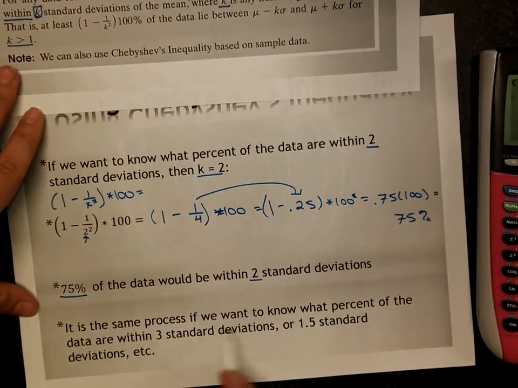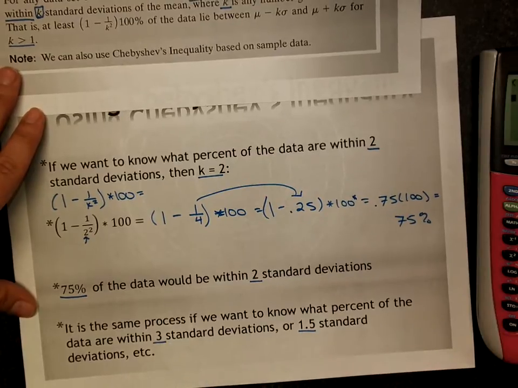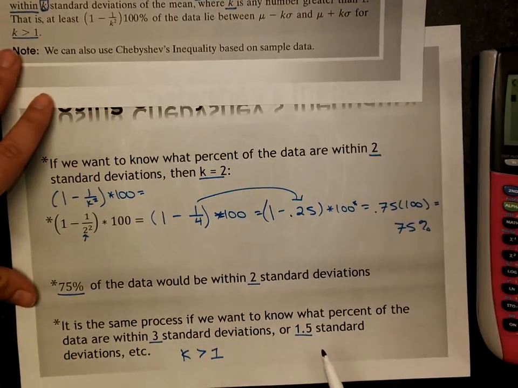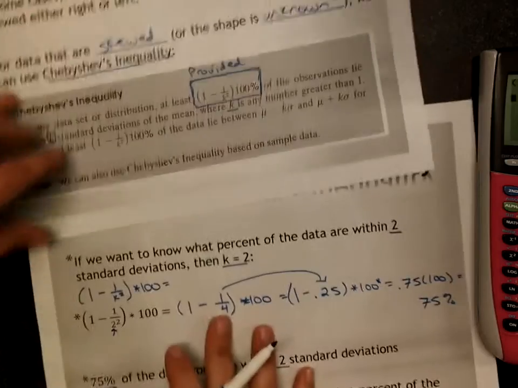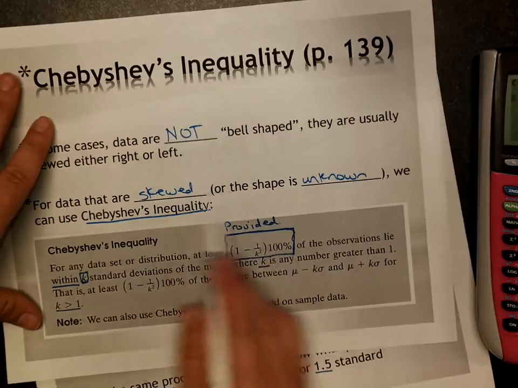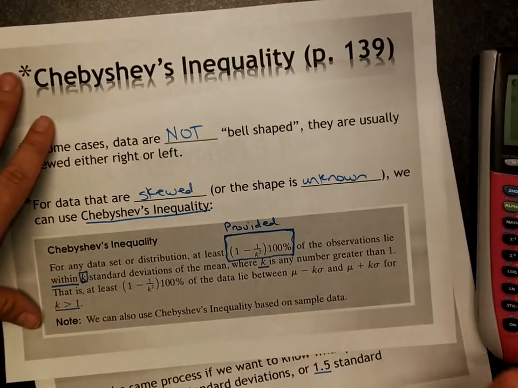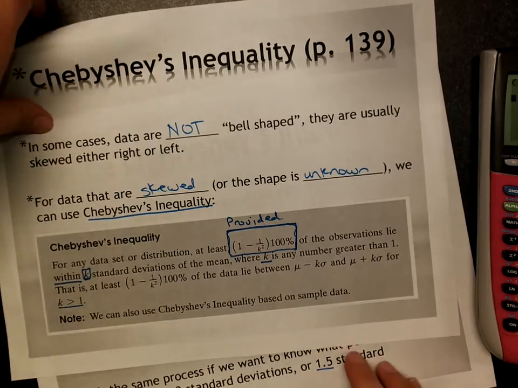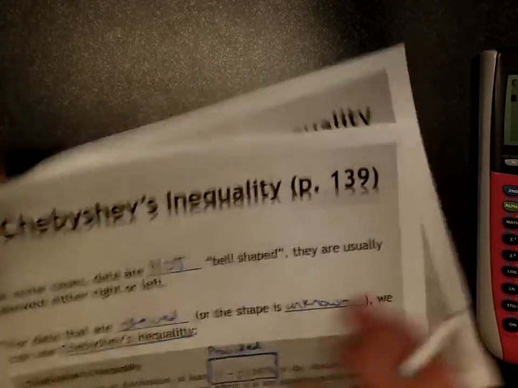It's the same process if we want to know the percent of data within 3 or 1.5, whatever number they give you, as long as the value is greater than 1. This formula will work. So there might be a question on the homework that mentions that the shape is unknown or that the data are skewed, and instead of using the empirical rule, you would use Chebyshev's inequality. All right, that finishes up section 3.2.